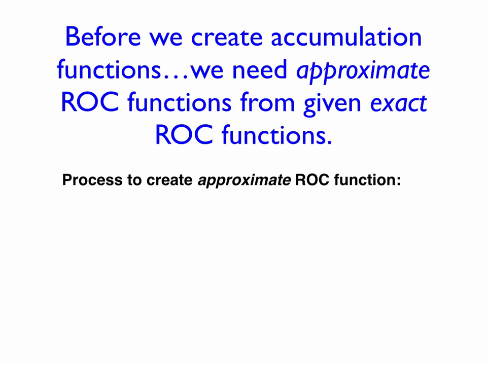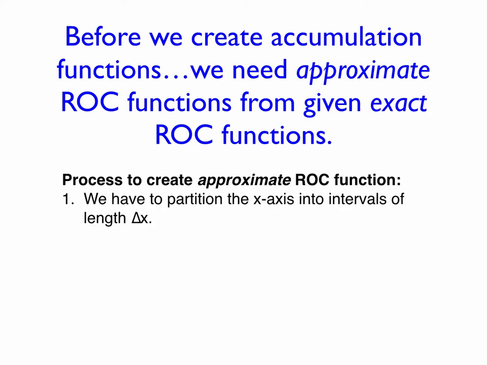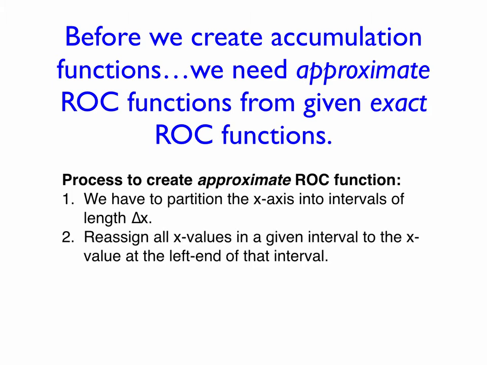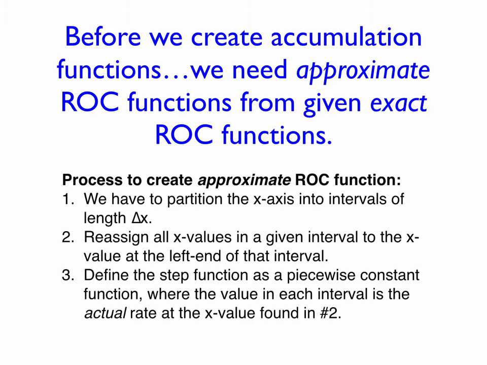And the way we talked about doing that is to partition the x-axis into intervals of length delta x, reassign the x values in a given interval to the x value at the left end of that interval, and then define a step function as a piecewise constant function where the value in each interval is the actual rate at the x value at the left endpoint. Okay? That's what we've been doing. And we're going to analyze this third step today. Okay?